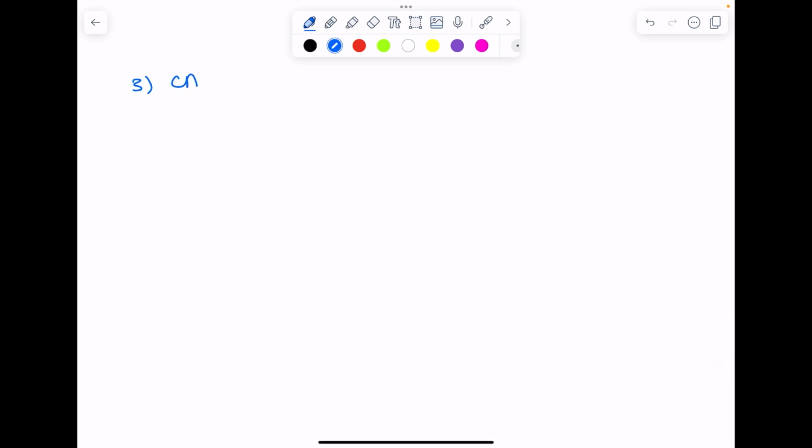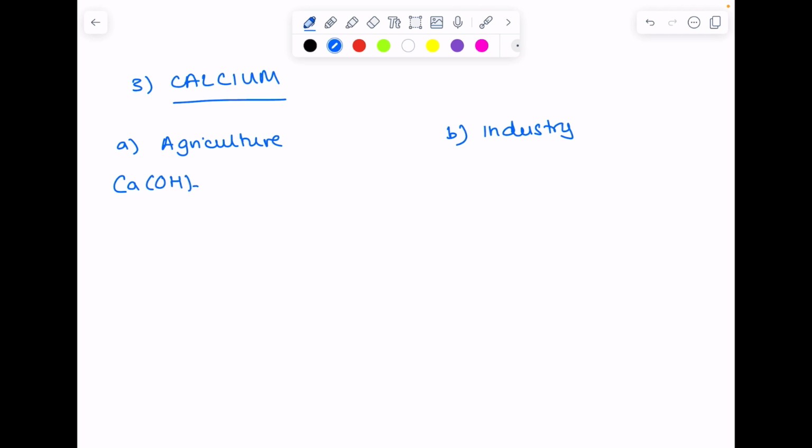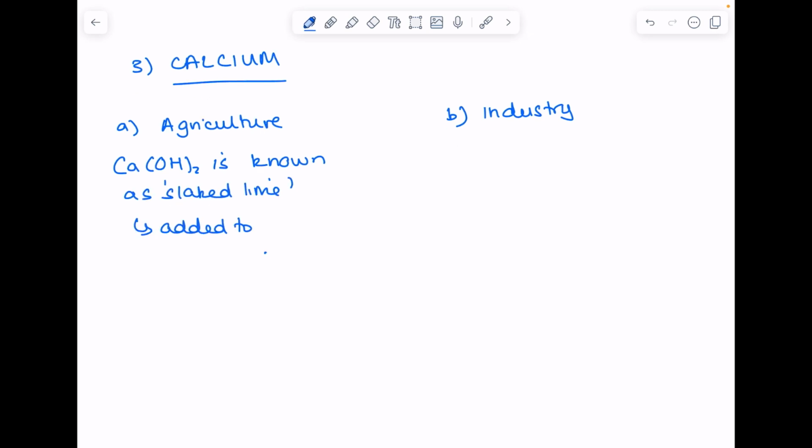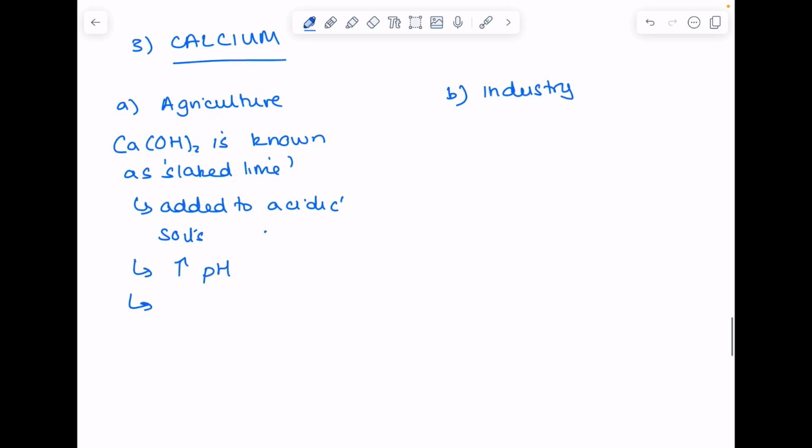And then lastly, calcium. Let's divide its uses into agricultural uses and industry uses. So in agriculture, calcium hydroxide is known as slaked lime. It's added to acidic soils in order to neutralize them so that pH is increased and that helps crops grow, because crops really don't like acidic soil.